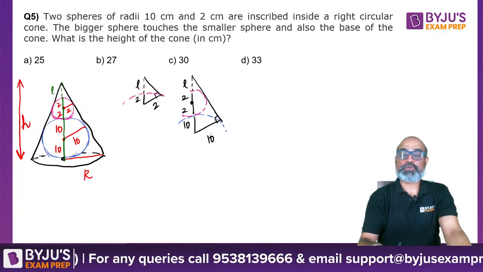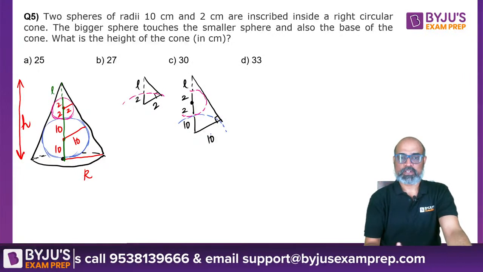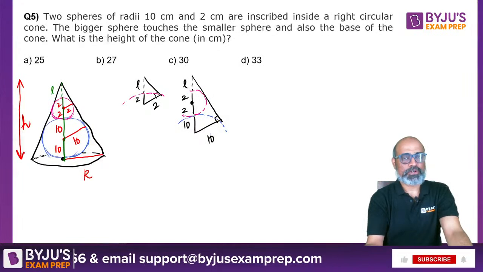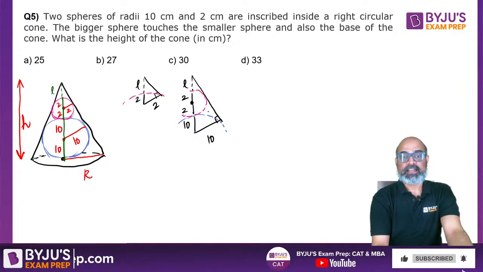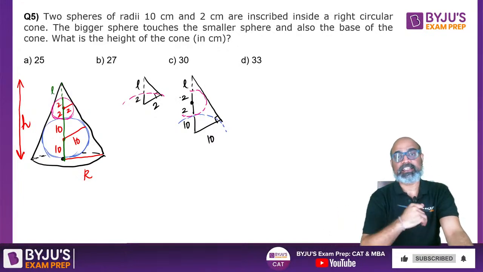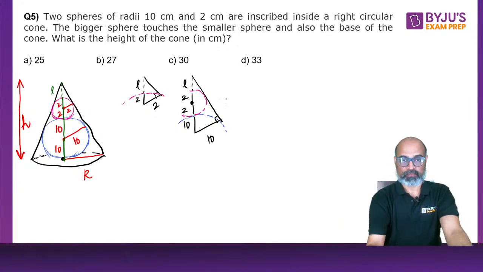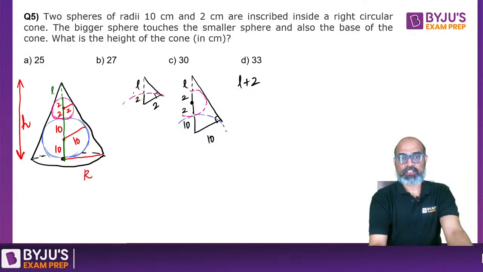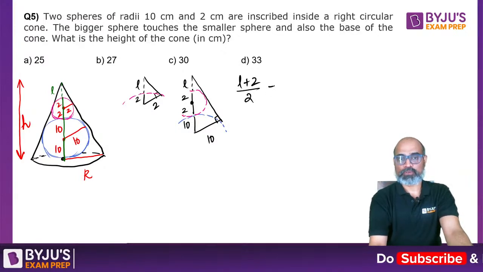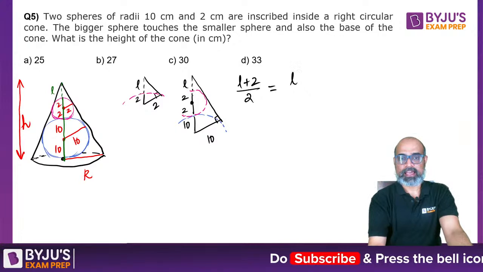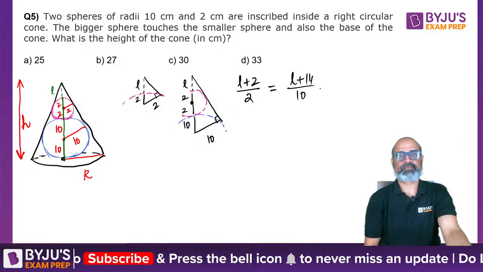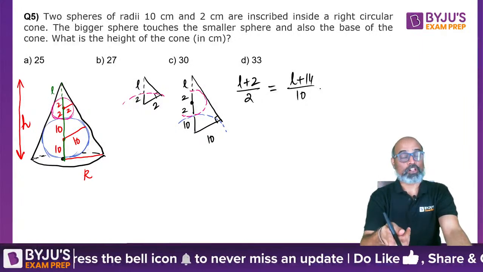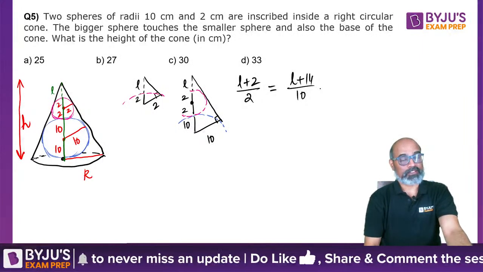So if you look at these two triangles, they are going to be similar. If these two triangles are similar, can we say that their corresponding sides are going to be in the same ratio? That means (L plus 2) upon 2 should be the same as (L plus 14) upon 10. If we solve this, we will get the value of L.